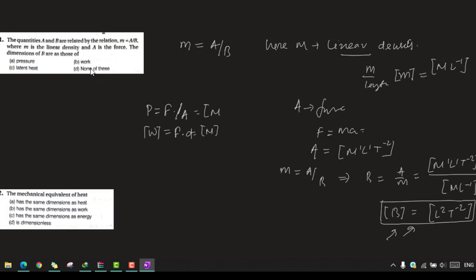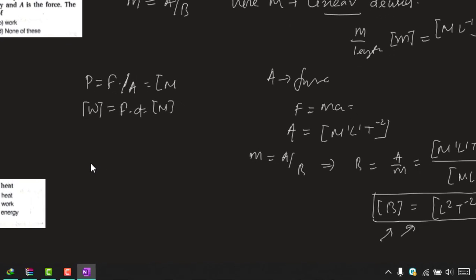Now let's see latent heat. We'll check latent heat, and then we'll see whether it is none of these or not. Now what is latent heat? Latent heat is the amount of heat needed per unit mass of a substance to do the phase change. So you can write Q = mL, where m is mass and L is latent heat. Now from this we can find the dimension of L.